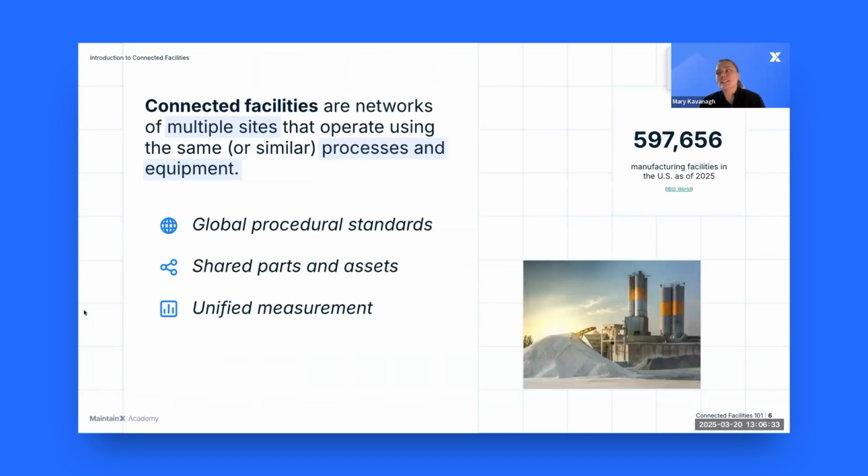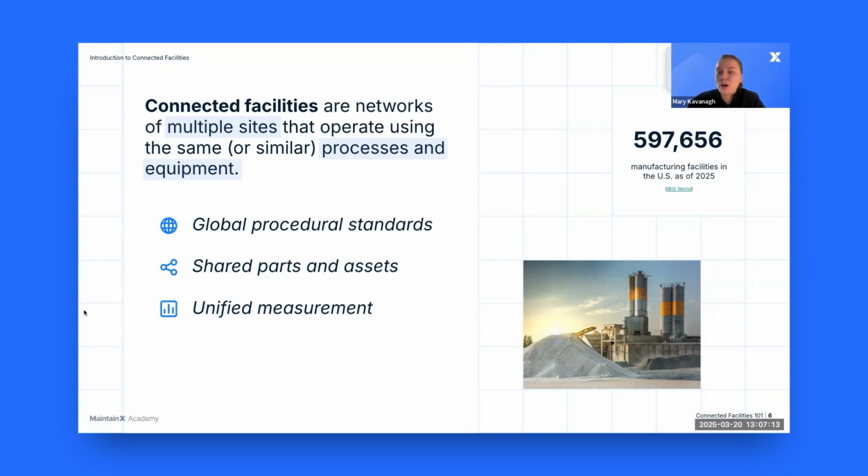Absolutely. So connected facilities are networks of multiple sites that operate using the same or similar processes and equipment. Just like we say, connected facilities, facilities that are connected to one another. The benefits of connected facilities as opposed to sites functioning completely independently are kind of threefold here. The first one is global procedural standards. So we can standardize how work is done across all sites to support quality and compliance. If one site is particularly strong at something, we're able to replicate that success at one of our other sites, or all of our other sites if we have that interconnected web going on.